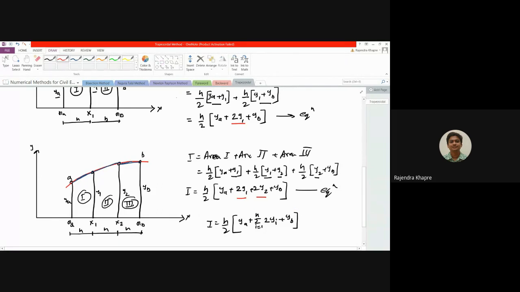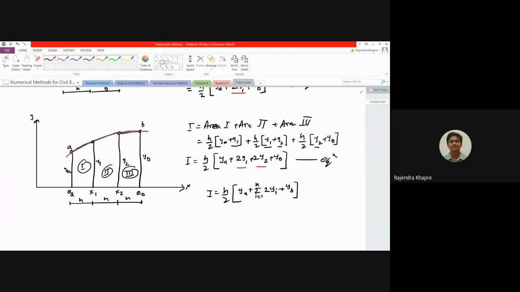Are there any queries? Yes students, are there any queries? No, sir. Okay, it's a simple derivation of the trapezoidal method. Do you want some time to write down this?